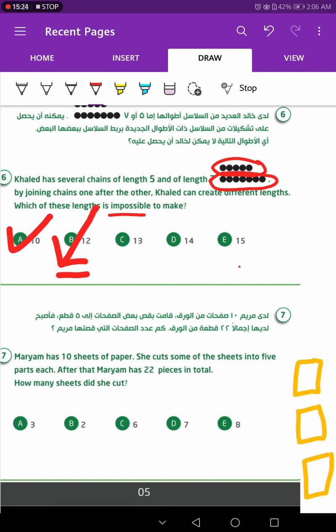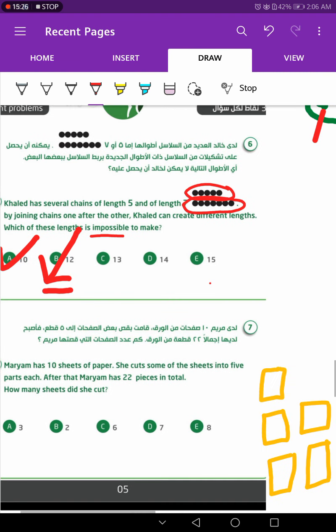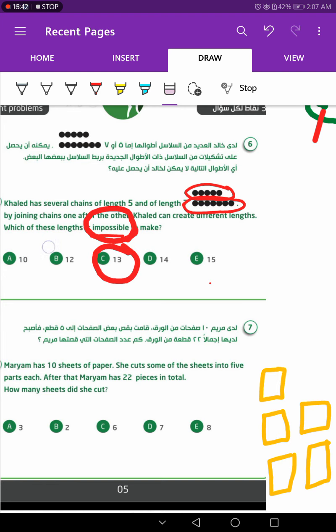Now the 13, if you join 5 with 5 or 7 with 7 or 5 with 7, can you get 13 in any way? No, you cannot. It is impossible. So he asked me about the impossible. This one, it is impossible. So this is the solution.